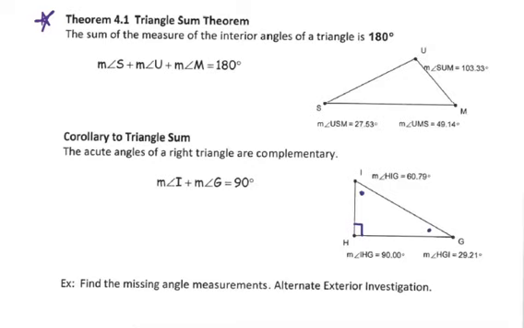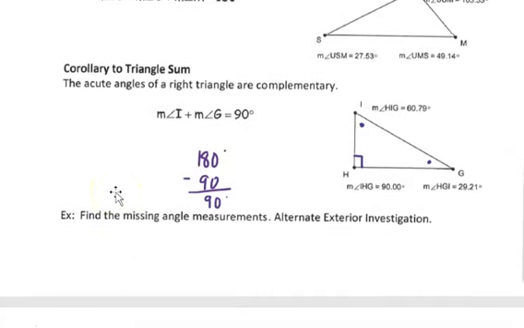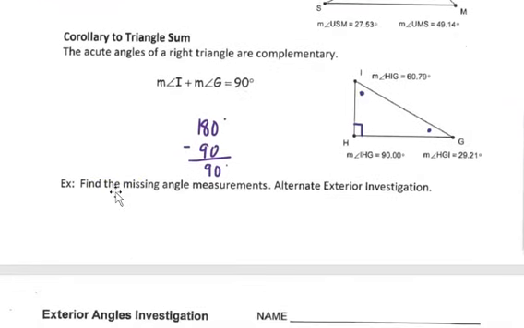And if you think about it, you have 180 degrees total in your triangle. If you know that you already have a right angle that's in there, that leaves 90 degrees left to be split between those two smaller acute angles. Now, from here, we're going to go through and we're going to do some discovery with finding missing angle measurements. That's going to be our key goal for today.